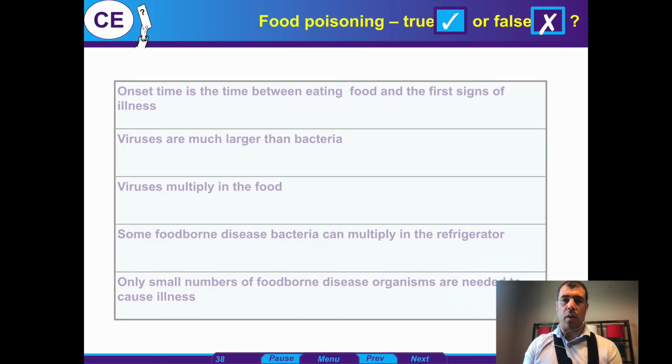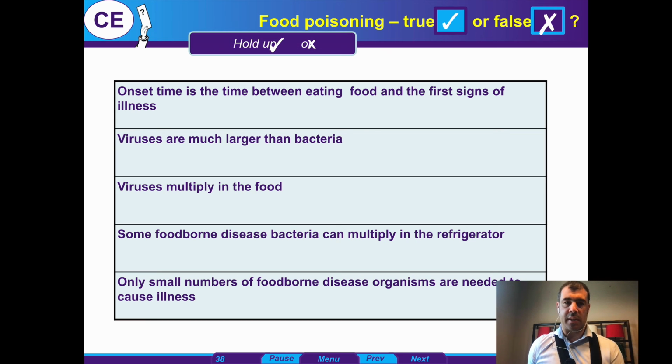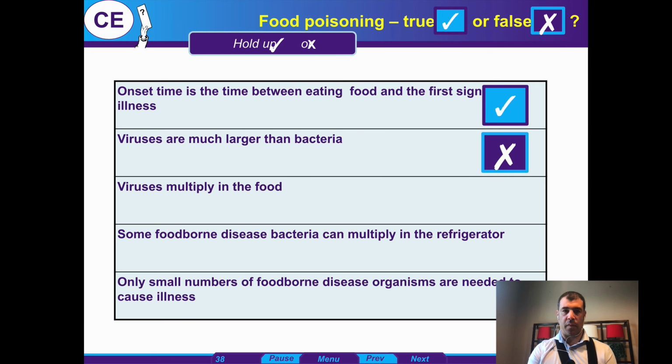So is this true or false? Onset time is the time between eating food and the first signs of illness. So this is also known as the incubation period. Viruses are much larger than bacteria. False.